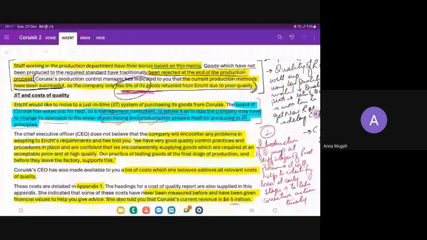Now we have to move towards the next part. Aries would like to move to a JIT system. Okay, this is something which we already read. The CEO does not believe that the company will encounter any problems. We have very good quality control practices and so on.